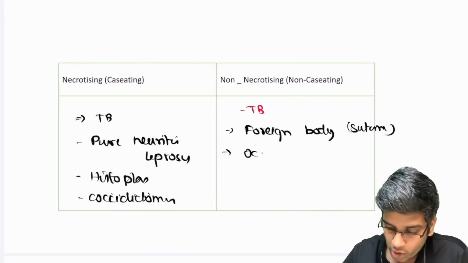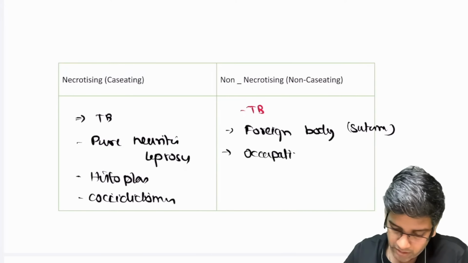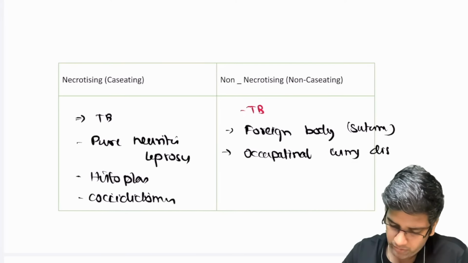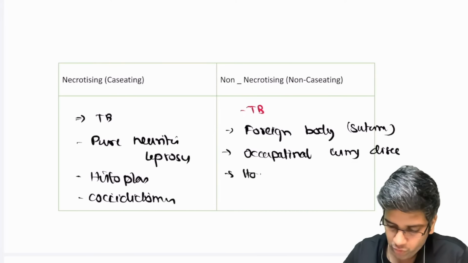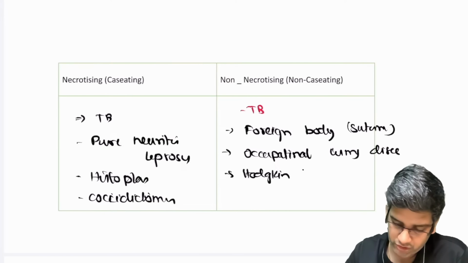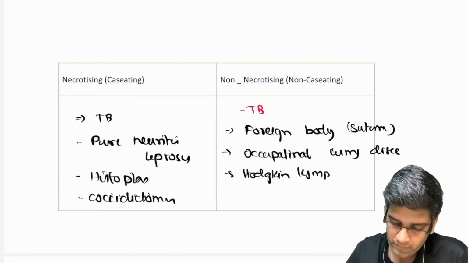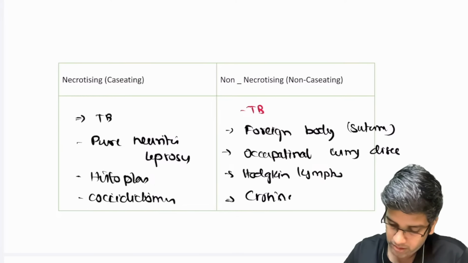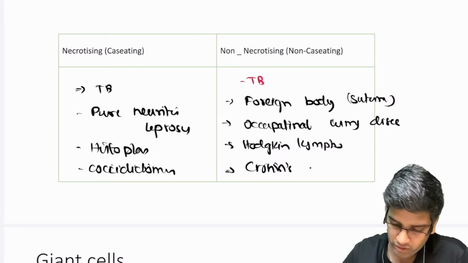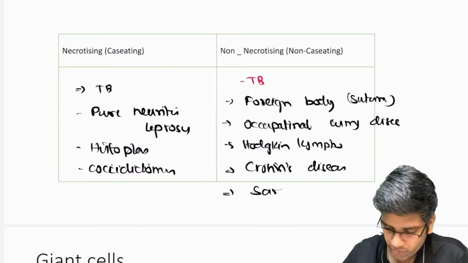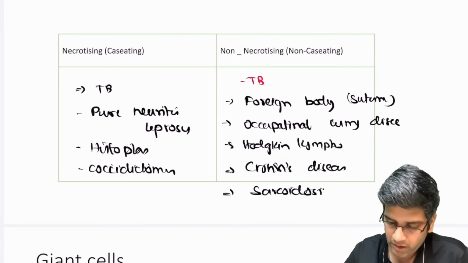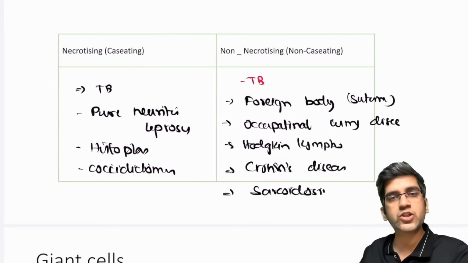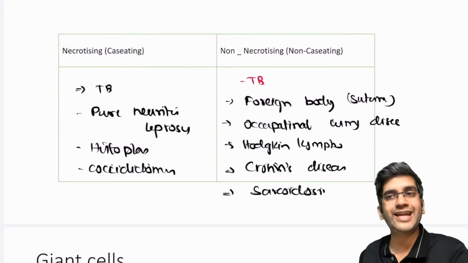Then you have your occupational lung disease, your silicosis. Then we have Hodgkin's lymphoma. Again, it's not an infectious cause; it's a neoplasm. Crohn's disease is a non-infectious cause; it's an autoimmune inflammatory disorder. Last but not least, sarcoidosis. All this will be there. All these are causes of non-necrotizing or non-caseating granulomas, right?